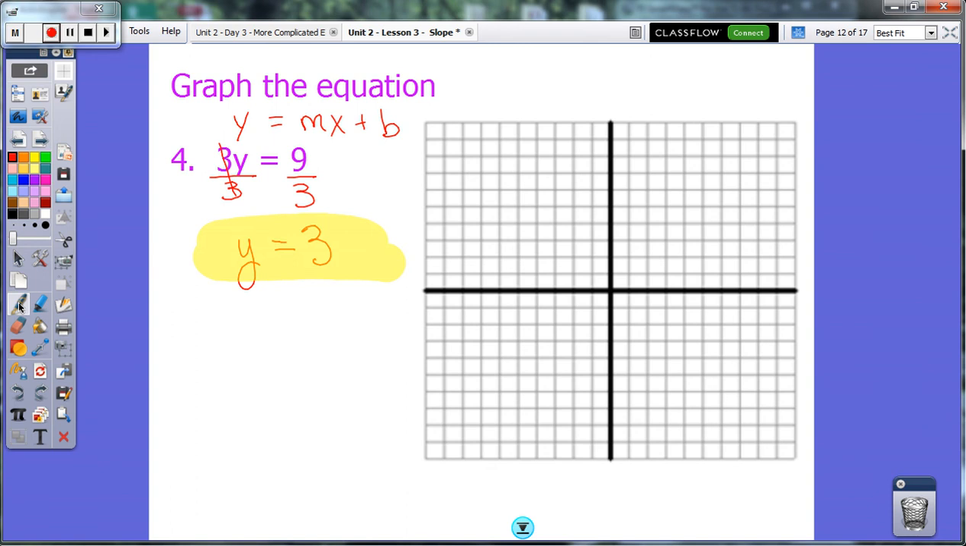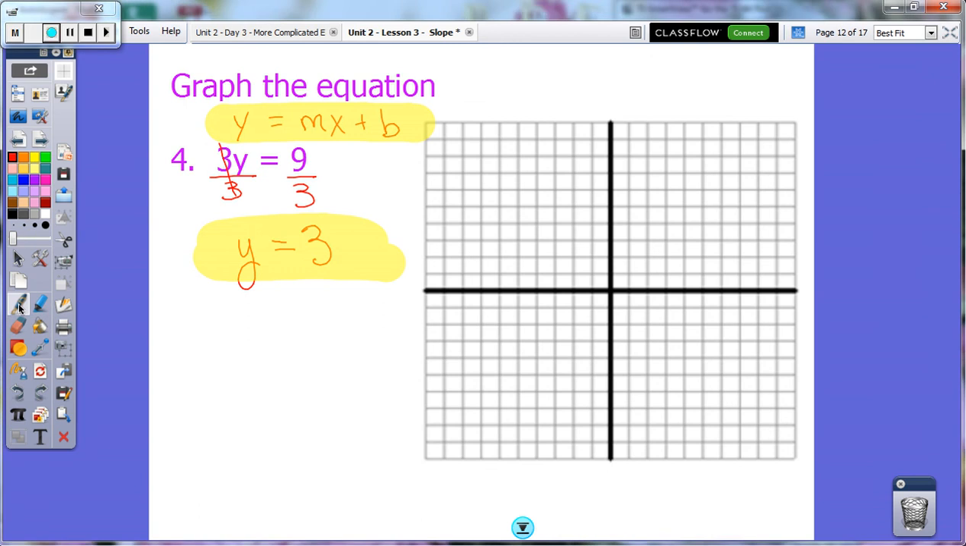Now, we have an issue because my equation doesn't necessarily look like slope-intercept form. Okay? Now, we learned something back at the very beginning that we're going to talk about here in a minute. Guys, how can this x value just totally go away? The only way that x is going to disappear is if there's a 0. So for this question, my slope is 0 and my y-intercept is 3.